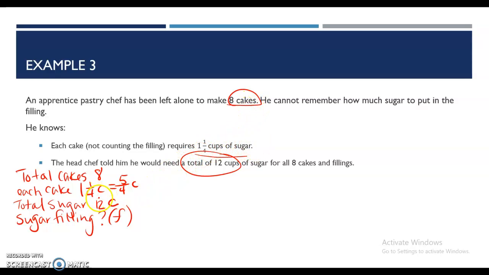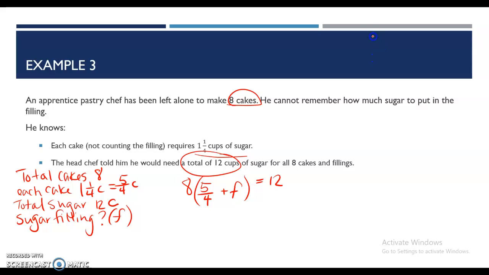So I'm going to start with 1 cake. So how do I find out how much is in 1 cake? Well, for 1 cake, I'm going to take the amount for the cake itself plus the filling. That's how I'm going to find it for one of them. And then I know that there's a total of 8 of them. So I would take the total sugar for 1 cake times 8. And I know that I'm going to use a total of 12 cups. So that's how I write the equation, right?